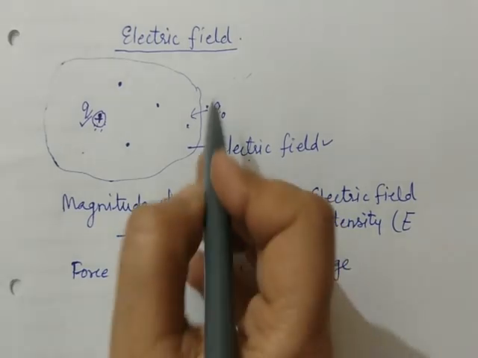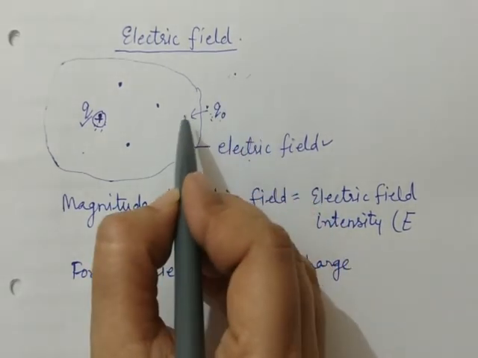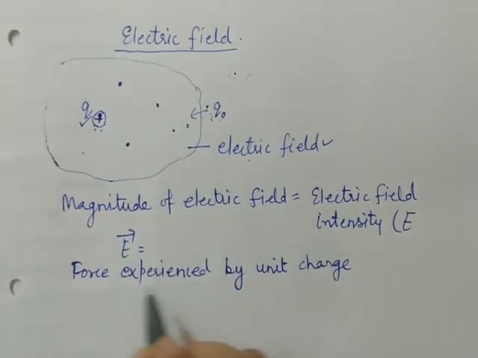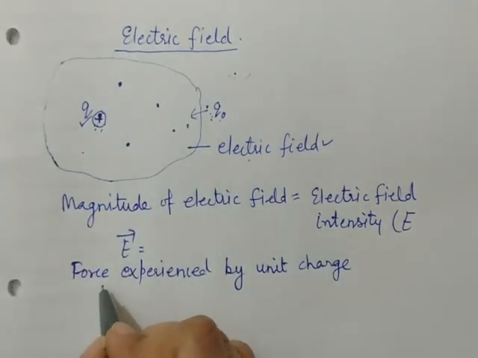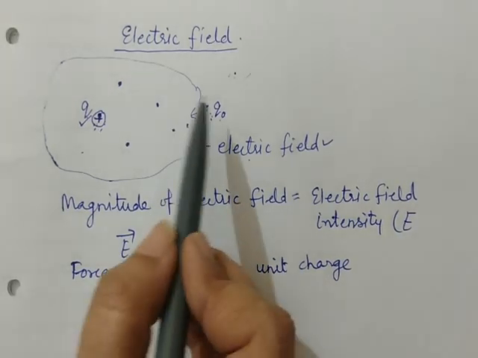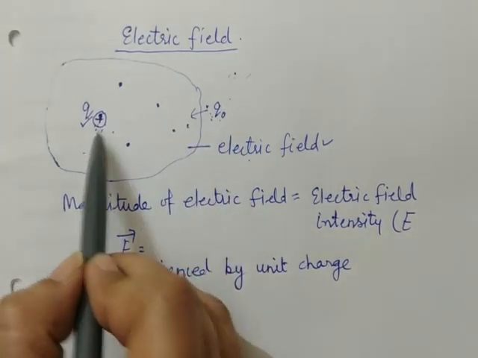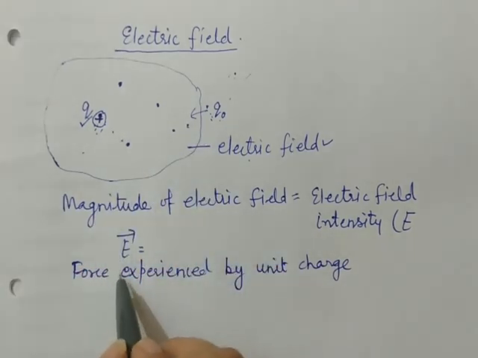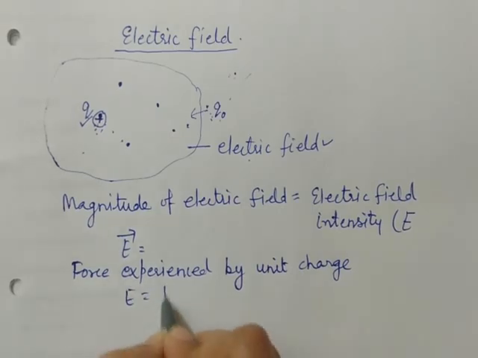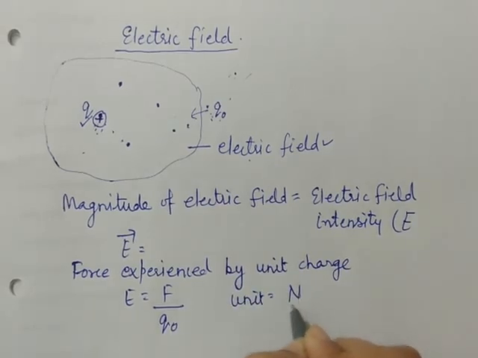That means if a unit charge is brought to a point inside the electric field, whatever force it experiences at that point will be the magnitude of electric field. So, as the charge comes closer, force will increase. That is why electric field intensity will also increase at that point. Then E is given by F upon Q naught. Its unit will be Newton per Coulomb.